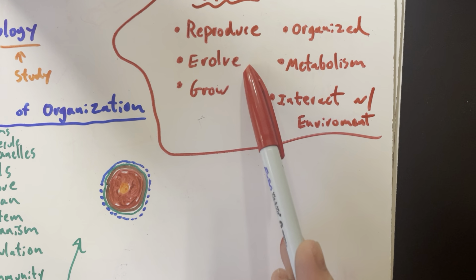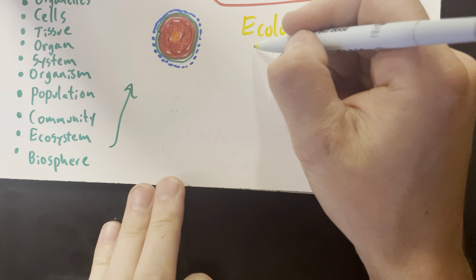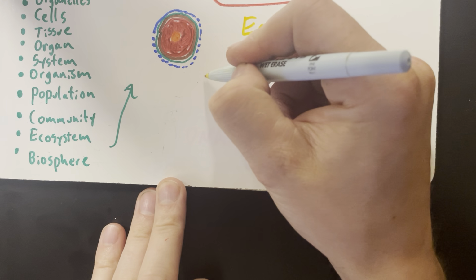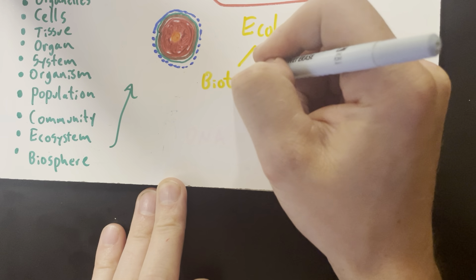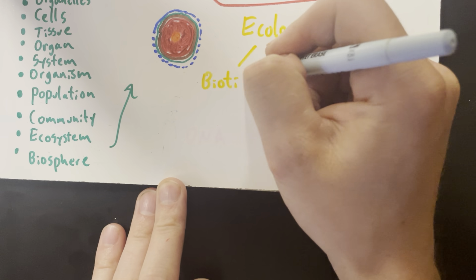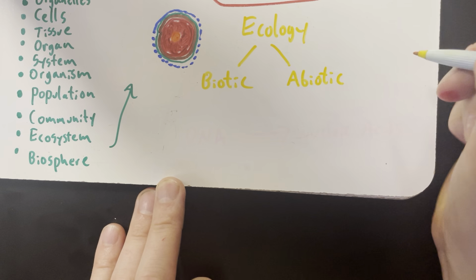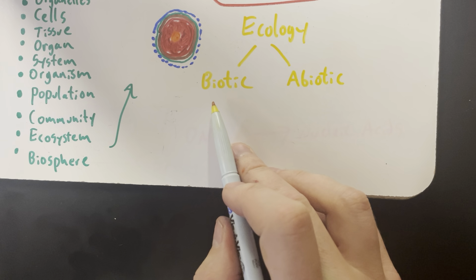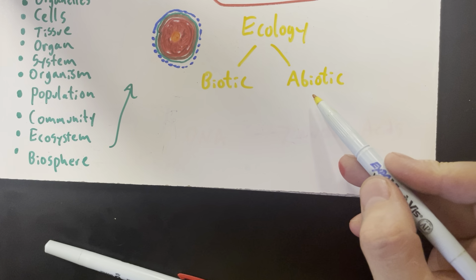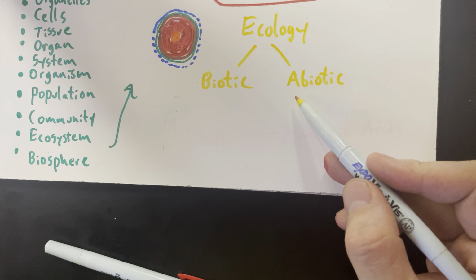What else do I want to talk about? Oh, let's zoom in on ecology. Ecology has two parts. We have biotic factors and then abiotic. So biotic means life, living. Abiotic here, the only difference is there's an A in front, right?